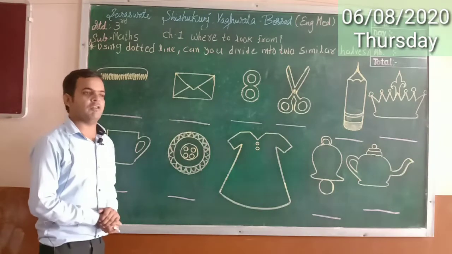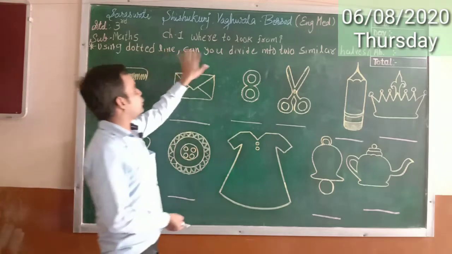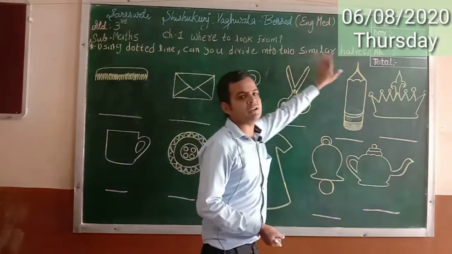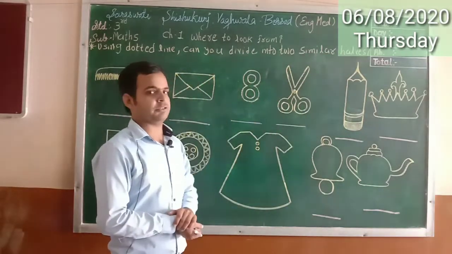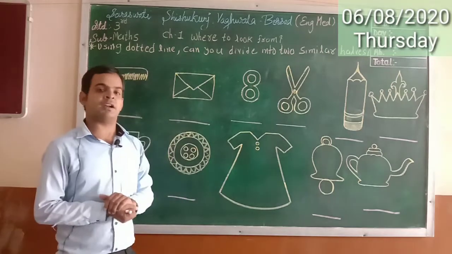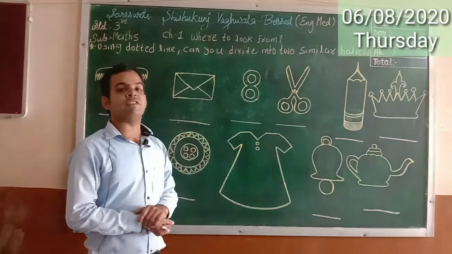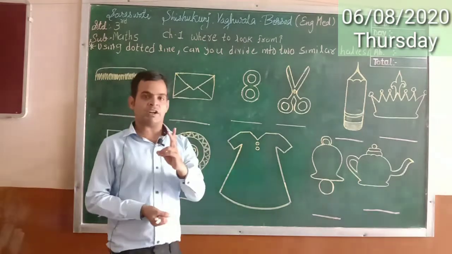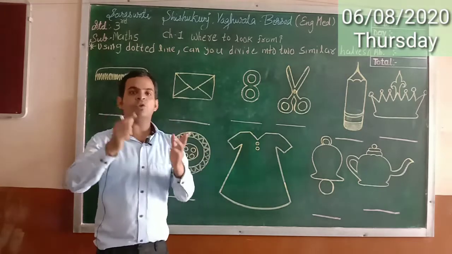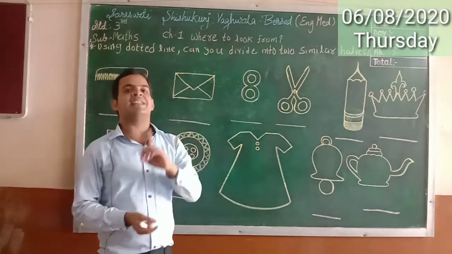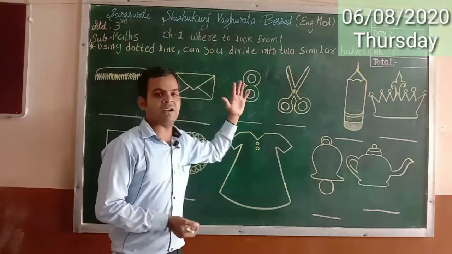So now let's start our new topic, and the new topic is: using a dotted line, can you divide into two similar halves? We already learned the definition of mirror halves. So what is mirror halves? Halves means two equal parts, right? Whenever we divide any figure into two equal parts, where the left side and right side of the figure both look the same, that figure we call mirror halves. So you understood about mirror halves.